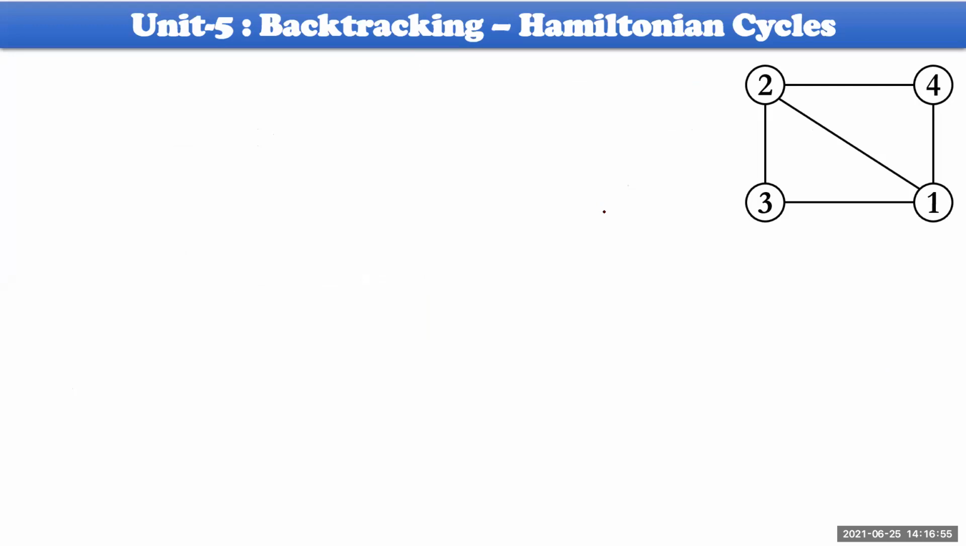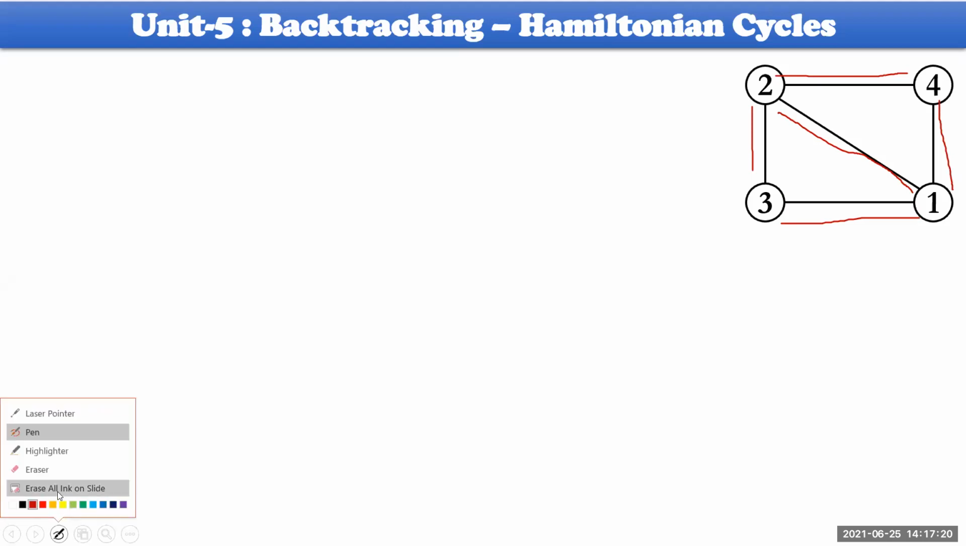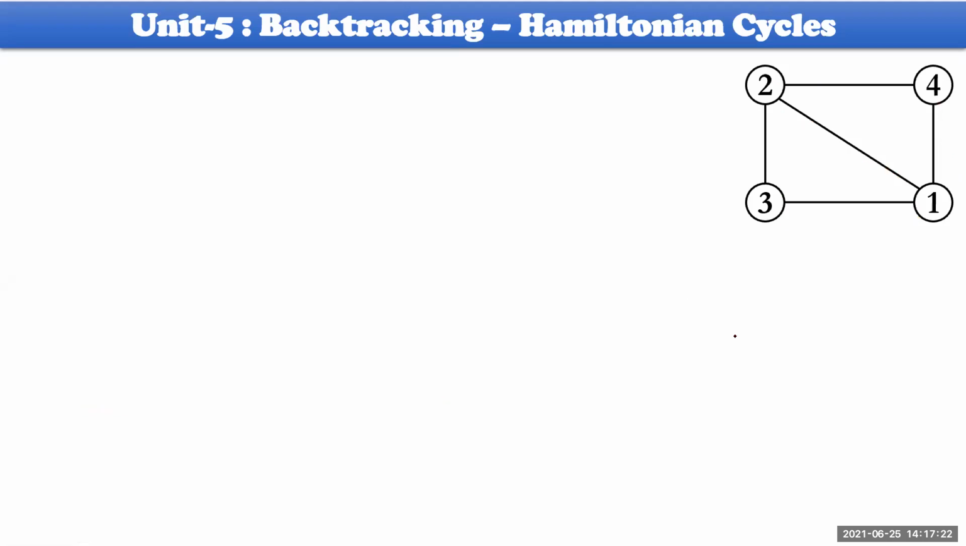Okay. So here, the vertices are 1, 2, 3, 4, and the edges are 1 to 2, 1 to 3, 1 to 4, 2 to 3 and 2 to 4. So 1 to 2, this is one edge. 1 to 3, one more edge. 1 to 4, another edge. 2 to 4 and 2 to 3. So in total, these are the edges and these are the vertices.